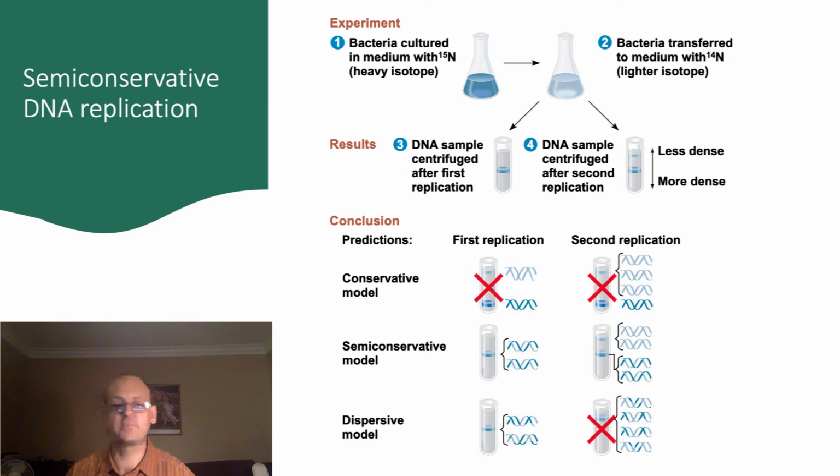The results from the experiment showed that after one round of replication, all of the molecules were composed of half heavy and half light nitrogen. This eliminated the conservative model. After a second round of replication, Meselson and Stahl found that there were bands indicating some light molecules and some molecules that were a mixture of the light and heavy nitrogen. This suggested that the semi-conservative model was correct.